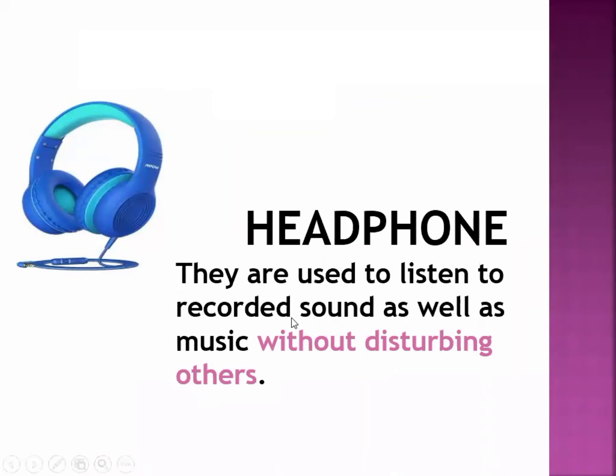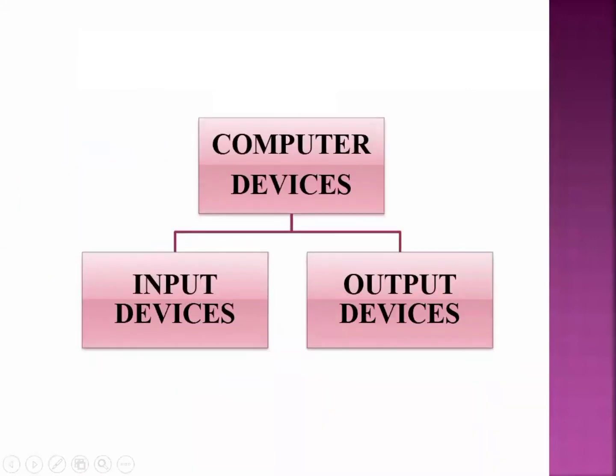Next one is, what is this? This is a headphone. Headphones are used to listen to recorded sound as well as music without disturbing others. Headphone is also a multimedia device because we use it to listen to recorded sound as well as music without disturbing others. So this is also called a multimedia device.